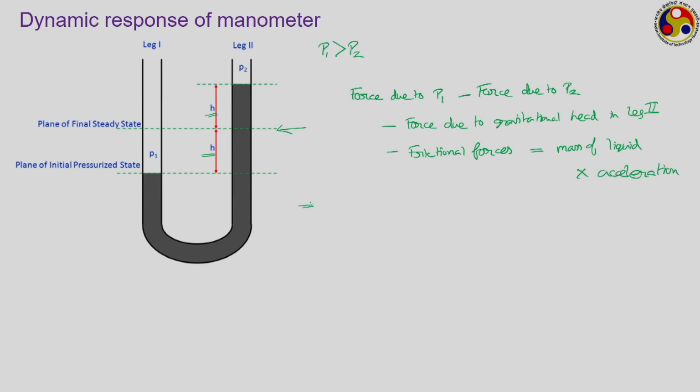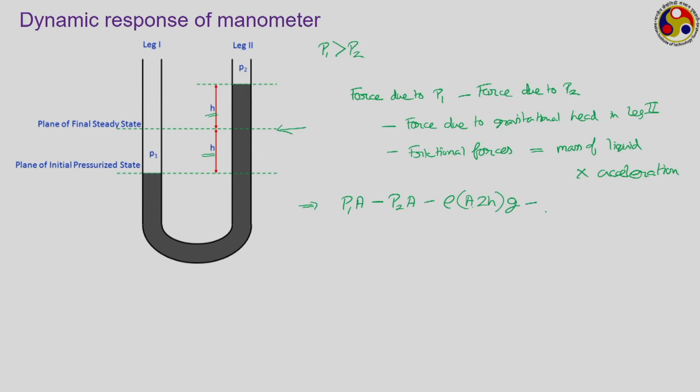So, how can you write this? Force due to pressure P1 times A, where A refers to the cross-sectional area of this manometer. We have assumed it to have a uniform cross section. Similarly, it is P2 times A. Now, how much is the force due to the gravitational head? The density is rho, the volume is A into 2h, and this acts against the gravitational force g. This is the corresponding gravitational head, minus the frictional forces.